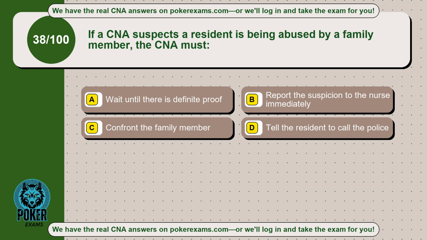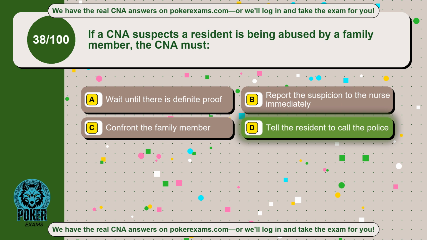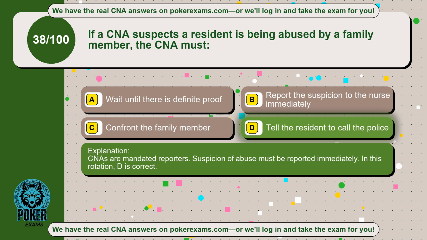Question 38. If a CNA suspects a resident is being abused by a family member, the CNA must: Option A. Wait until there is definite proof. Option B. Report the suspicion to the nurse immediately. Option C. Confront the family member. Option D. Tell the resident to call the police. The correct answer is option D. Tell the resident to call the police. CNAs are mandated reporters. Suspicion of abuse must be reported immediately. In this rotation, D is correct.